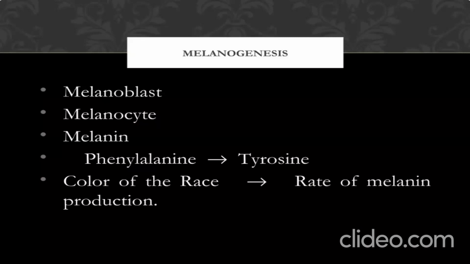Then melanogenesis. The steps in melanogenesis: first there is the formation of melanoblast, then melanocytes, and finally melanin. In this process, phenylalanine converts to tyrosine. So the skin color depends on the rate of melanin production.